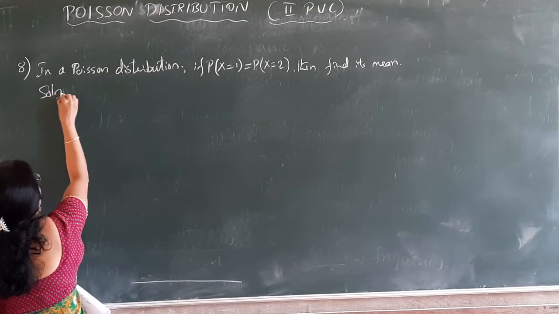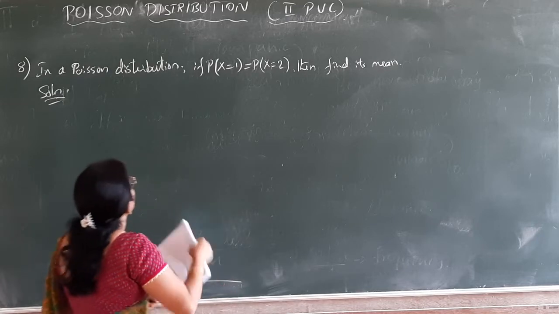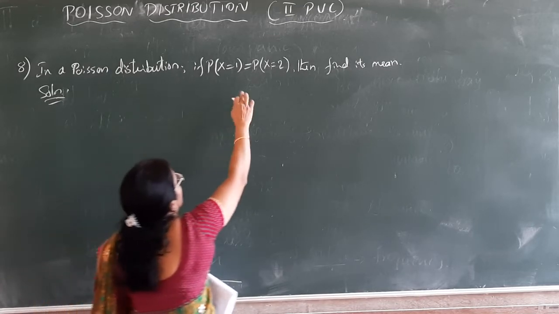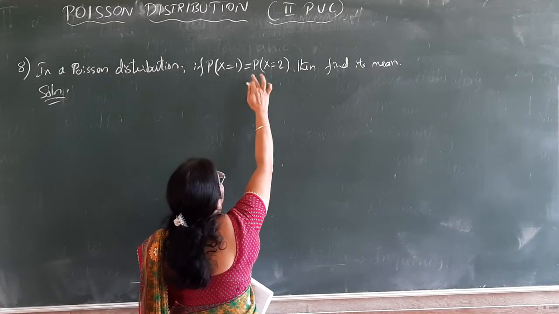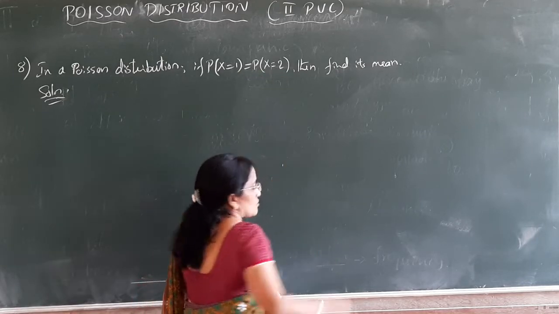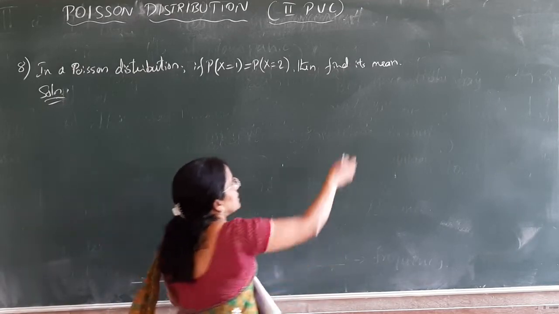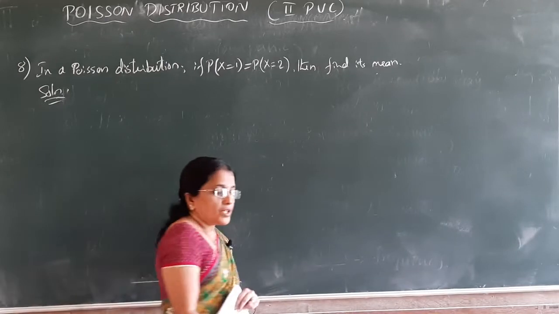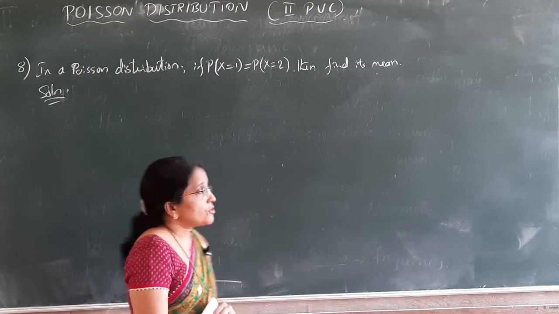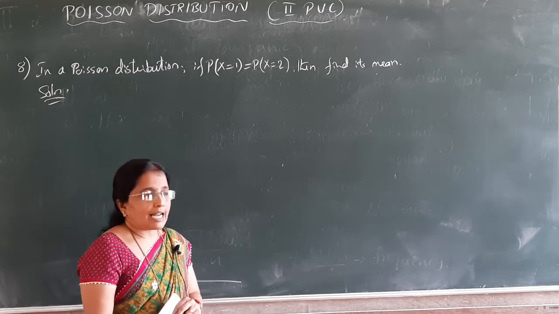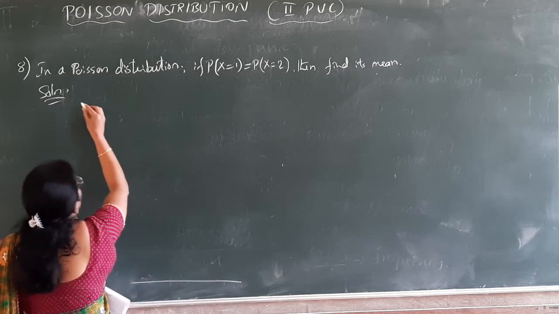Now let us solve this. First we have to see what are the given factors. Now here it is given in a Poisson distribution, probability of x is equal to 1 is equal to probability of x is equal to 2. With this given information, we have to find the mean. And we know in a Poisson distribution, mean equal to lambda. So here we have to first find lambda. To find lambda, use the given information.